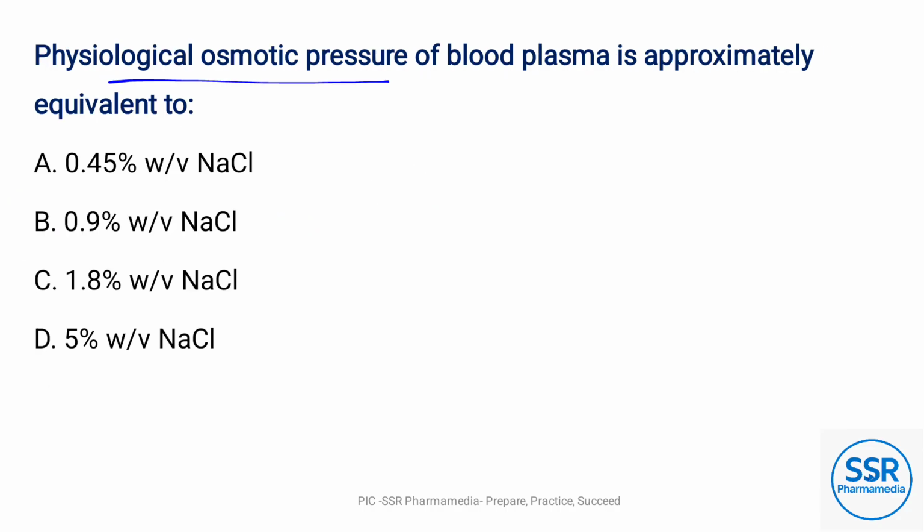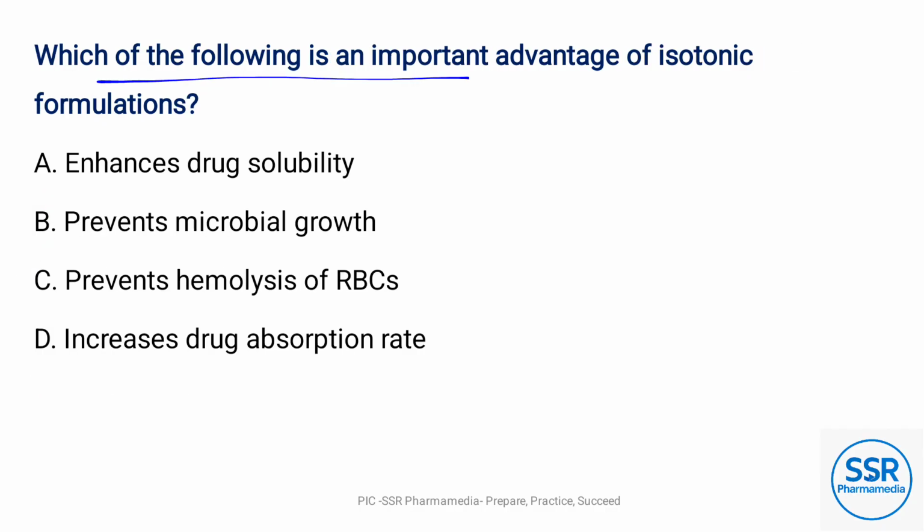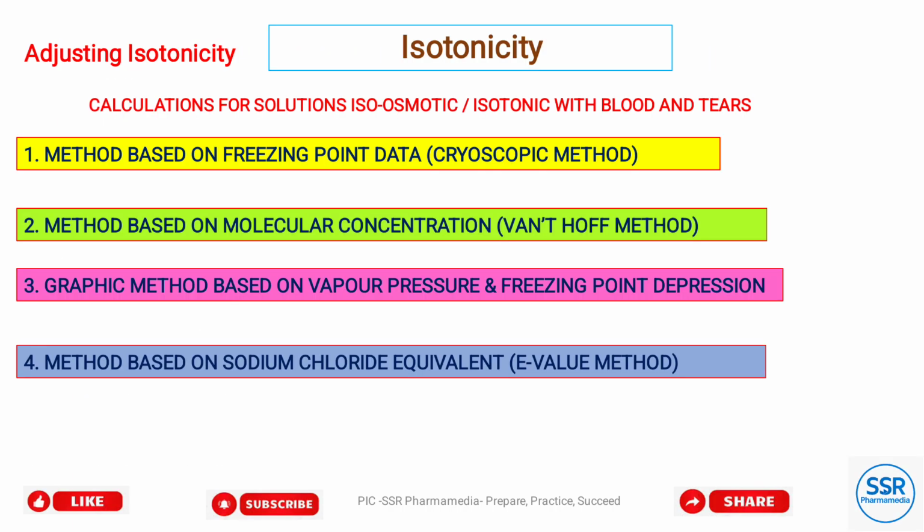Physiological osmotic pressure of blood plasma is approximately equivalent to option B, 0.9% weight in volume sodium chloride. Which of the following is an important advantage of isotonic formulations? Option C, prevents hemolysis of RBC.